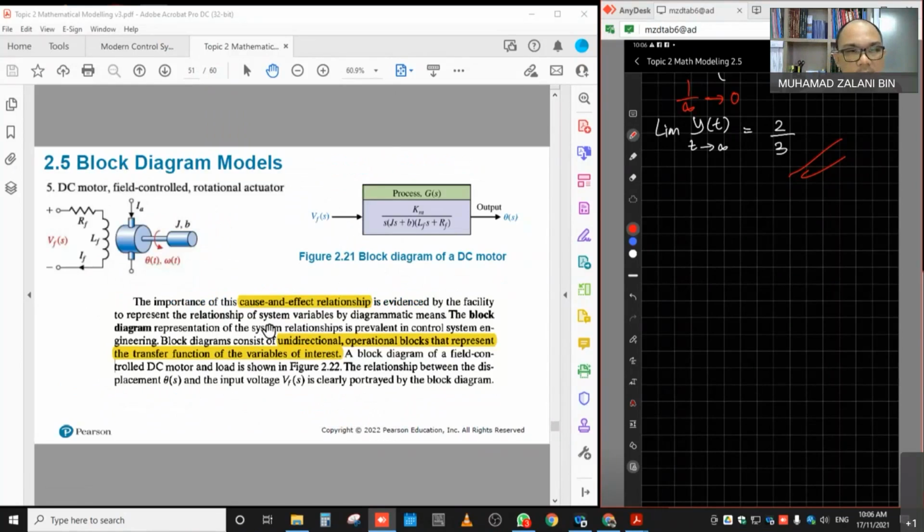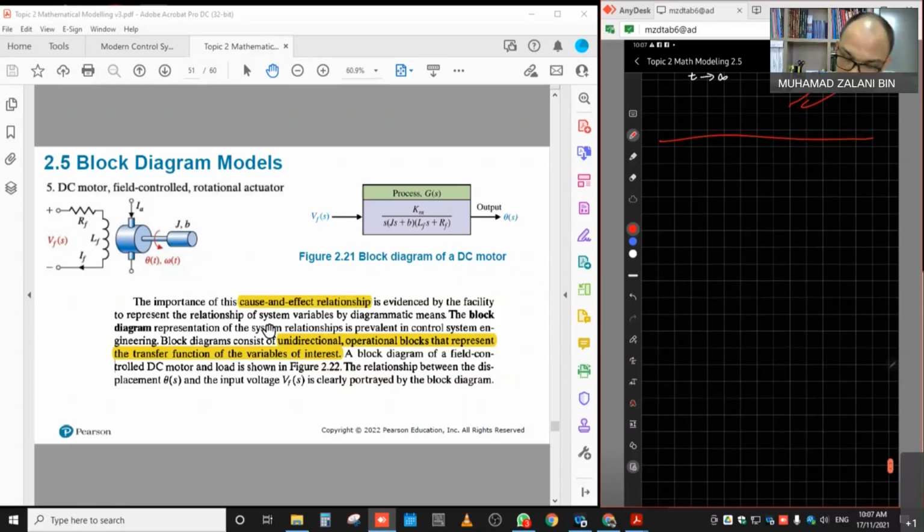I'm not going to talk much about this, but you can have a look at this block diagram model. We want to use the block diagram model to represent the transfer function so that you can solve for the block diagram of the control system. So we can study the control system by using the block diagram model. It makes things simple if we want to study the control system. I don't have much notes for this particular topic, which is 2.6 block diagram model.